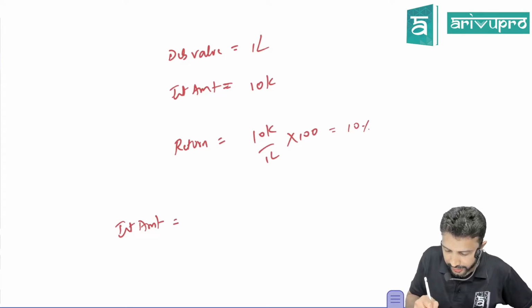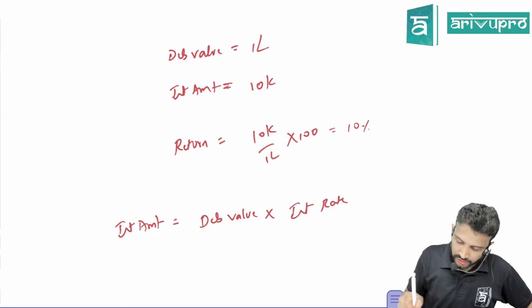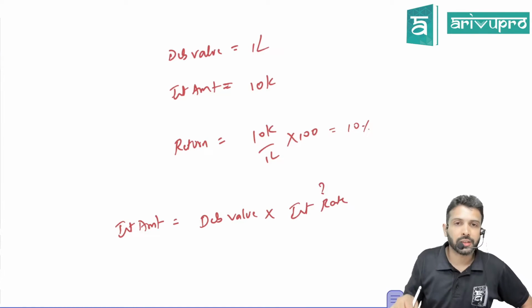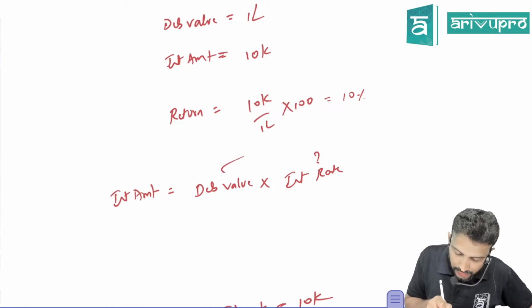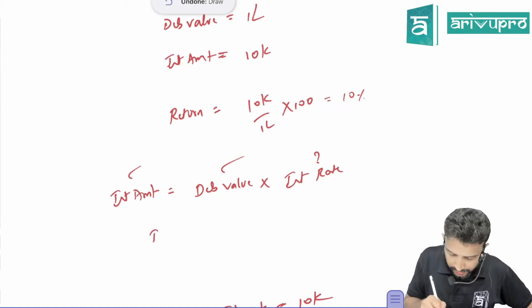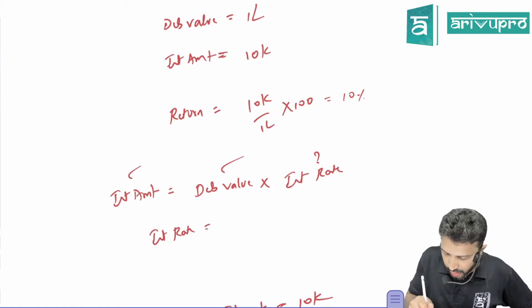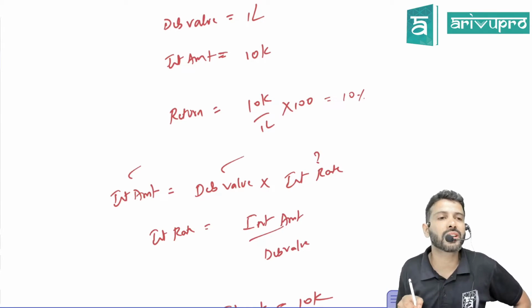How do you calculate interest amount? You will take the debenture value multiplied by the interest rate. Sir, if I have to find out interest rate, revise the formula for me. If I give you debenture value and the interest amount, can you find out the interest rate for me? How do you get interest rate? Interest amount divided by debenture ka value, into 100, and you will get the value.